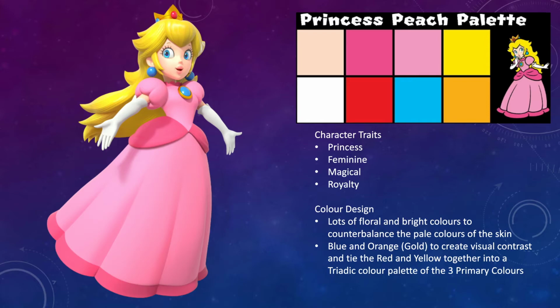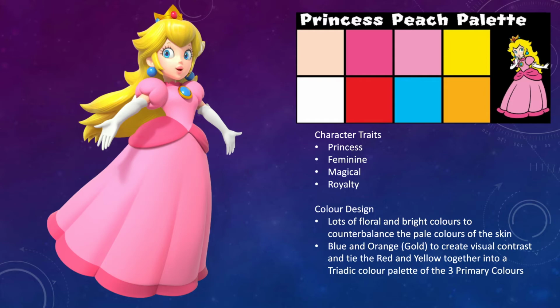They use blue and orange to create the visual contrast. So her basic colour palette is very pink with yellow, which is fine. They're two very bright, typically feminine style colours. They're very magical colours as well. Pink and purples are seen as magical colours because of the connotations they have.